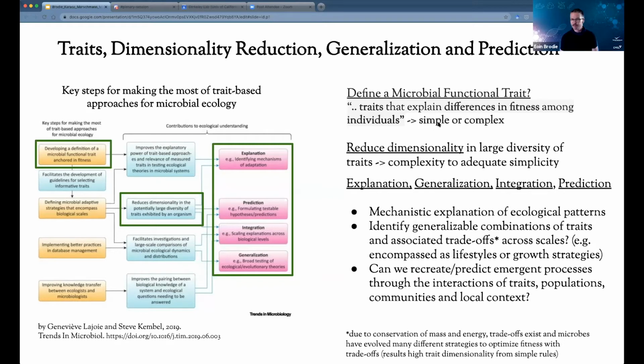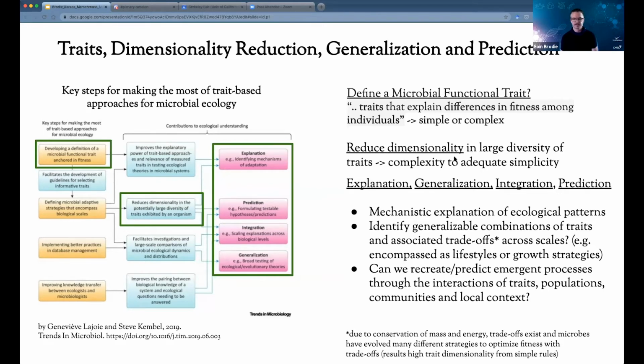Now, traits can be simple or complex. It could be a single gene, or it could be a property of a whole organism. And we'll get into that difference in trait complexity as we go through. Another goal, to be able to scale and interpret traits in the context of microbial fitness, is to be able to reduce the dimensionality in the large diversity of traits.